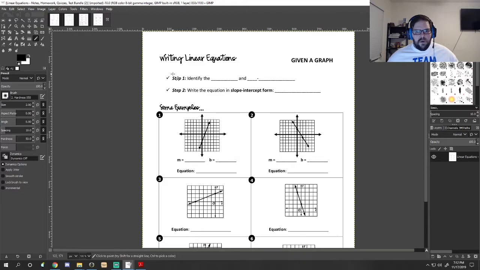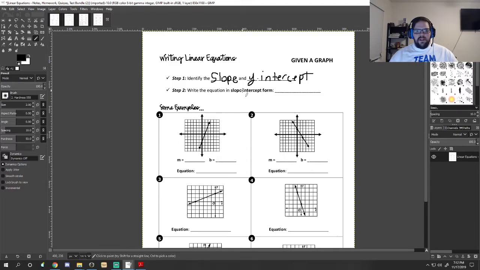So when we are writing linear equations when we're given a graph, there are two steps. The first step is that we have to identify. We have to identify the slope, and then we also have to identify the y-intercept. So the slope and the y-intercept.